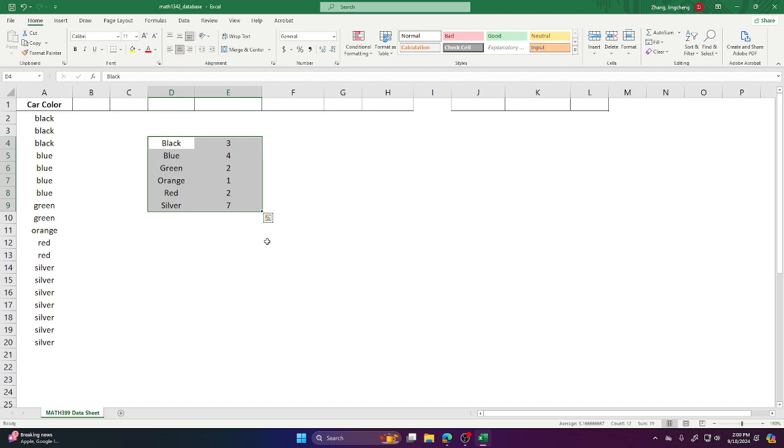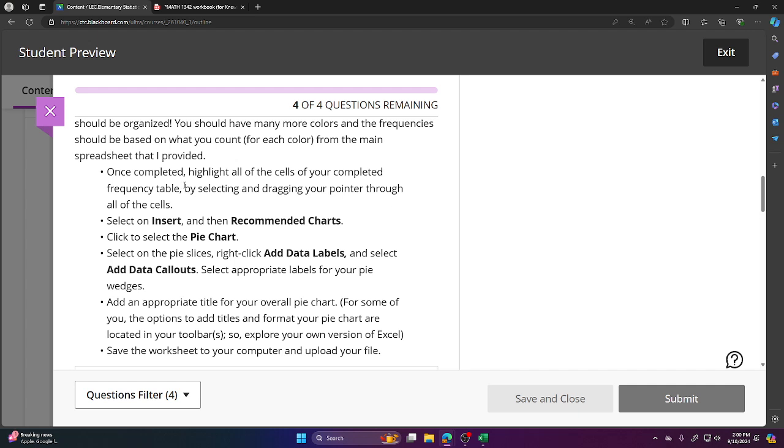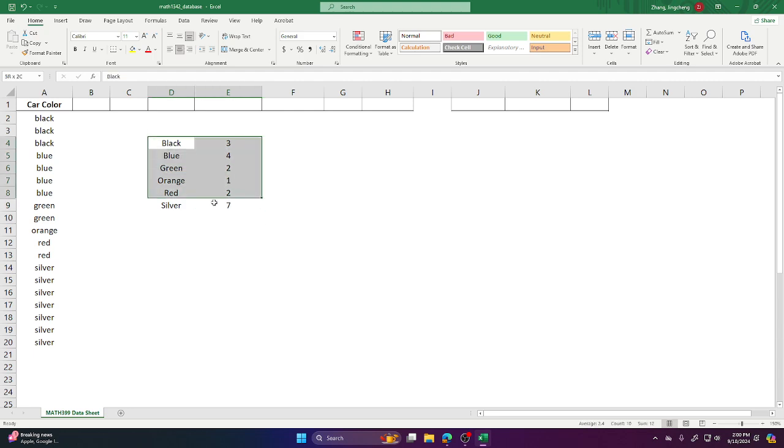Okay, so here's the big jump. Here's the big leap. I need to now make a pie chart. If we go back to the instructions, they kind of tell you what to do here. And I'm going to verify exactly what's going on. So once I complete it, highlight all the cells with the frequency stuff. That's what I just did. And they say insert recommended charts, click on the pie chart. So my goal right now is to do the pie chart. So I highlight all the stuff that I have.